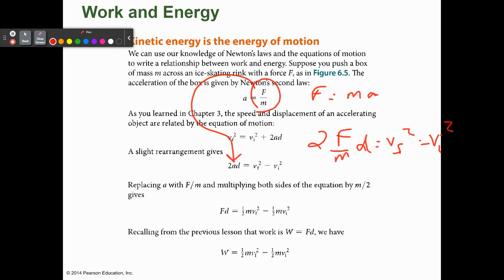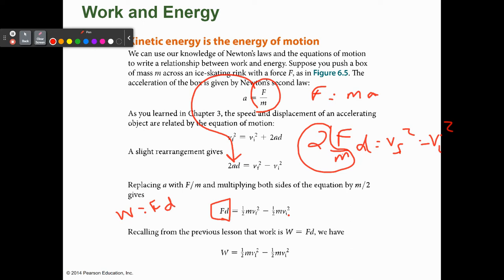Okay. And then we replace a with 2F over m, and multiply both sides of the equation by m over 2 because we want to simplify this down. So we're just going to take this part and multiply both sides of the equation by the inverse of that. So that cancels out and we're left with F times d. And that's equal to 1/2 m vf squared minus 1/2 m vi squared. And then we remember that work is equal to force times distance. So now I can say work is equal to 1/2 m vf squared minus 1/2 m vi squared.